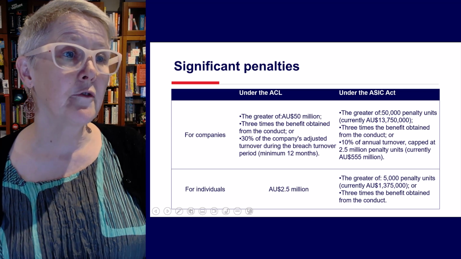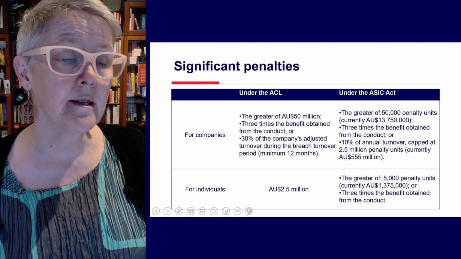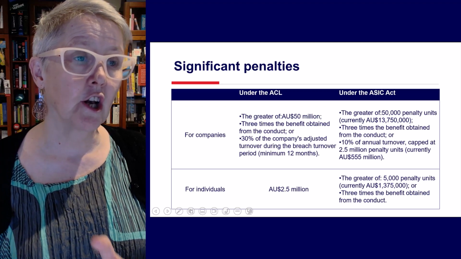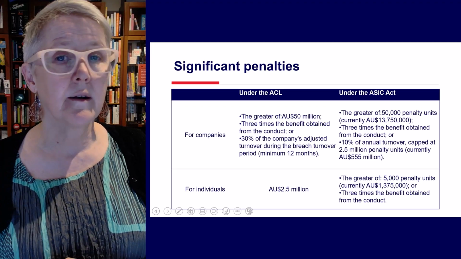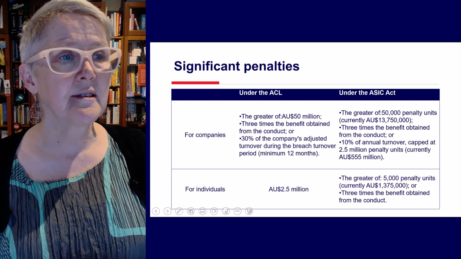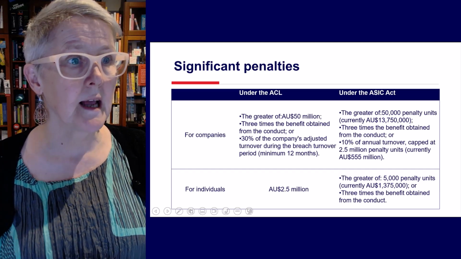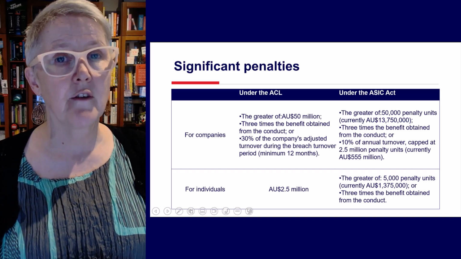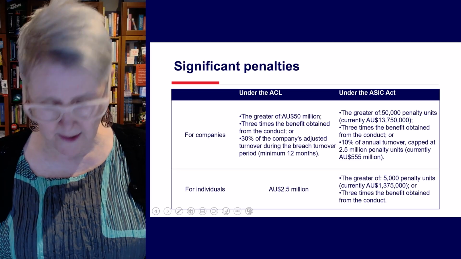So at 2024, actually I haven't adjusted that. Those numbers are usually adjusted as at July 2024, and I'm recording this in August 2024. But let's say, look, it's over $13 million. And again, that will be your minimum, and it could be as much as $555 million.